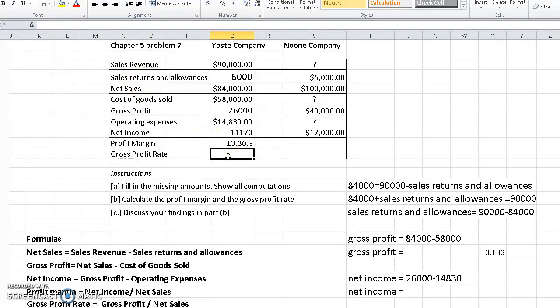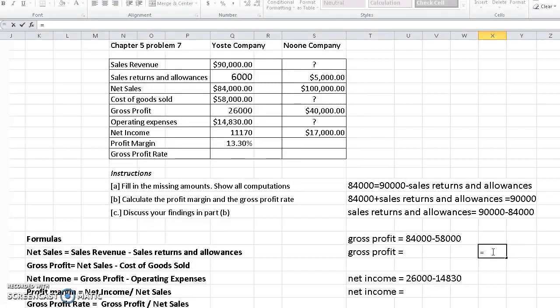Okay. Now we're going to figure gross profit rate. Gross profit rate is gross profit, which is 26,000. We'll put that in right there. And again, we're going to, whoops. Now you notice I forgot to put the equals this time, so if I hit that, it wouldn't have done a calculation. So we'll try it again.